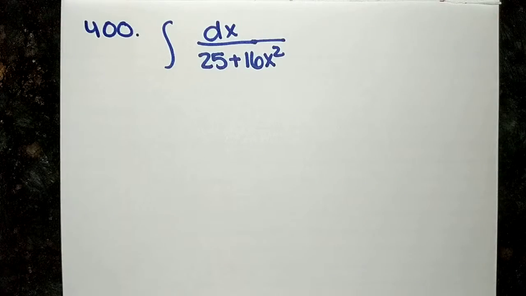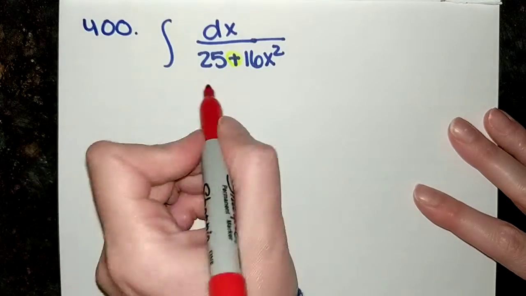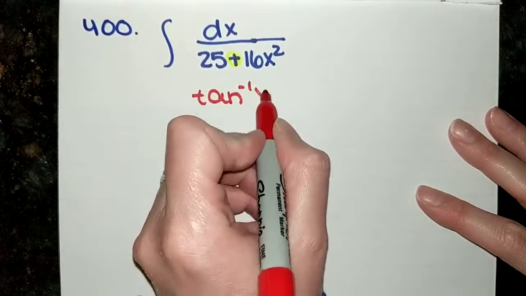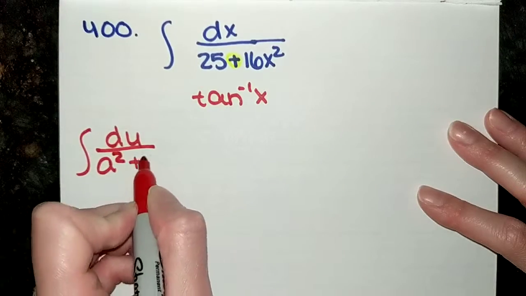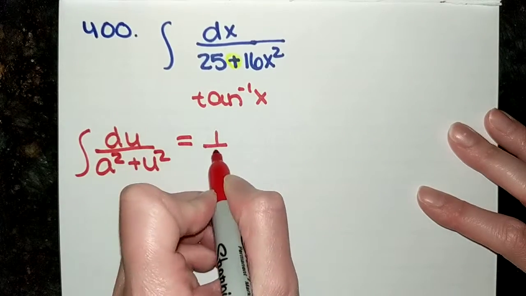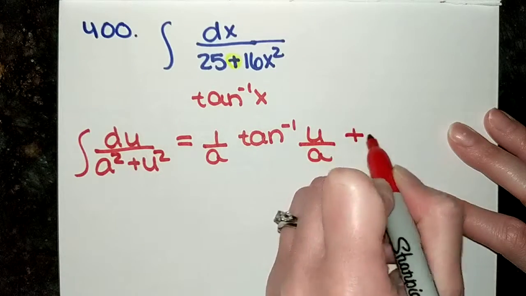So again, you see this little plus sign in the denominator and you get super jazzed about that because that looks very, very similar to tan inverse of x. And so the rule that you have is du over a squared plus u squared is equal to 1 over a tan inverse u over a plus c.